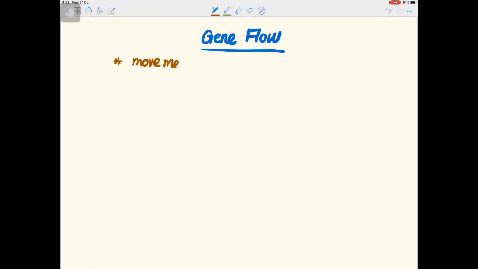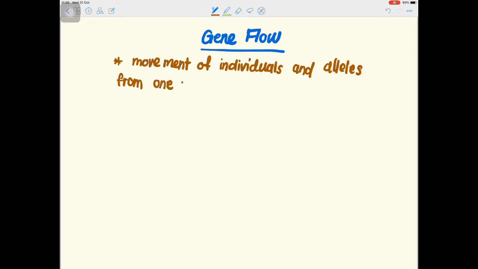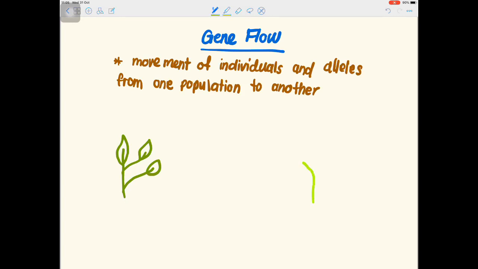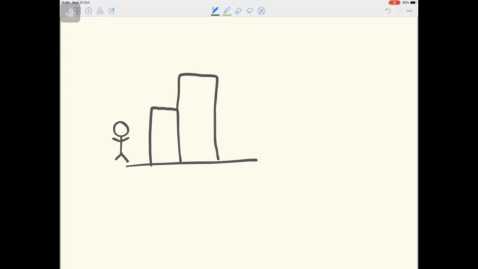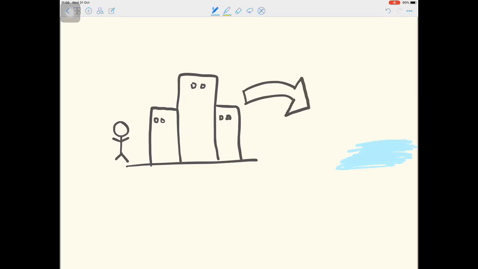Next, we are going to talk about gene flow. Gene flow is the movement of individuals and alleles from one population to another. Alleles can be transferred through two movements. The first one is the movement of gametes. From the picture, pollen is being blown to a new destination. The second one is the movement of fertile individuals, for example, people moving to new cities or countries.